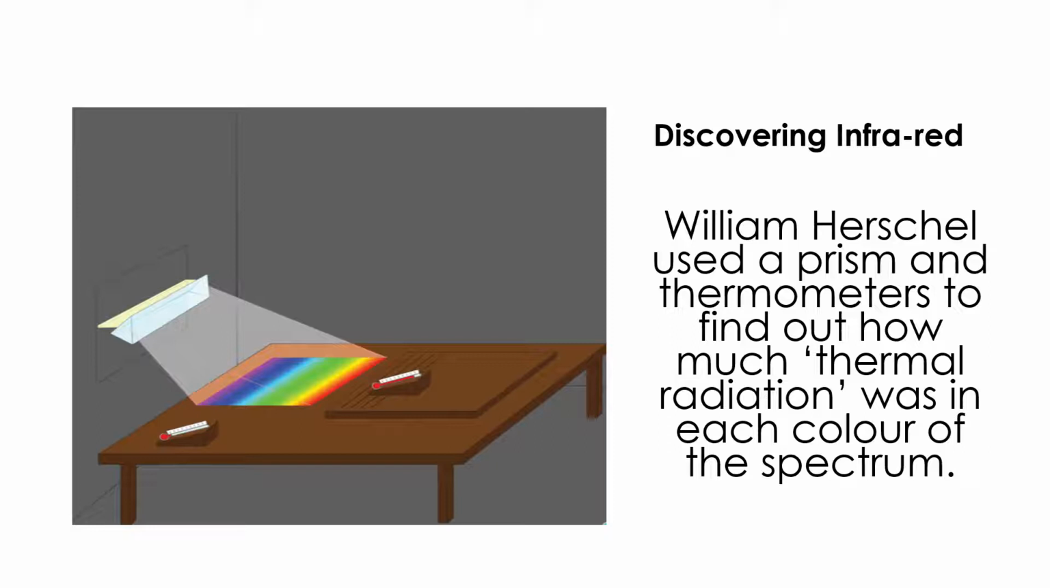What Herschel then discovered was purely by accident. Herschel discovered that the thermometer that was just off the red end of the spectrum increased in temperature the most. This demonstrated to Herschel that there must be an invisible form of light that was increasing the temperature more than red was. Herschel then decided to name this infrared because it was next to the red end of the spectrum.